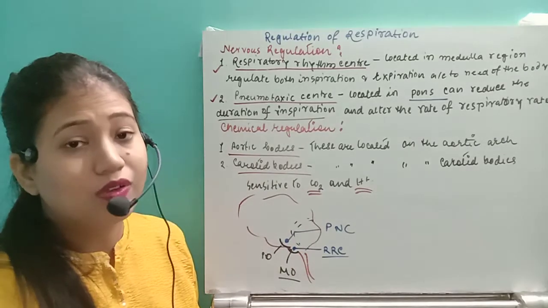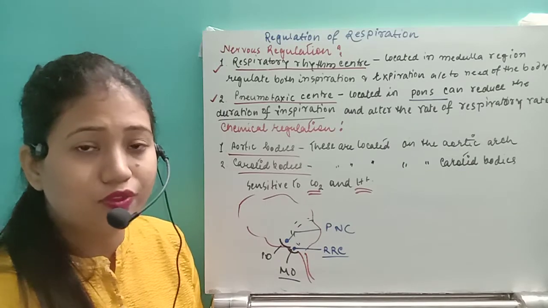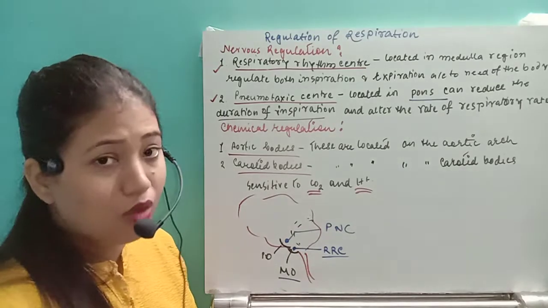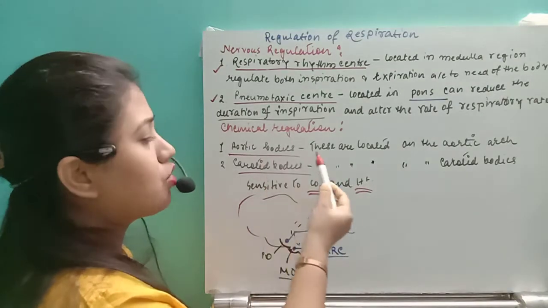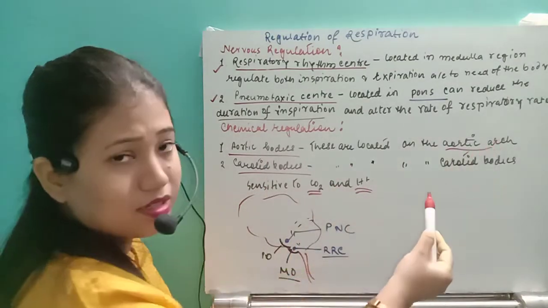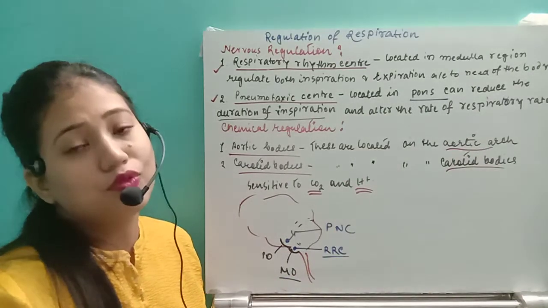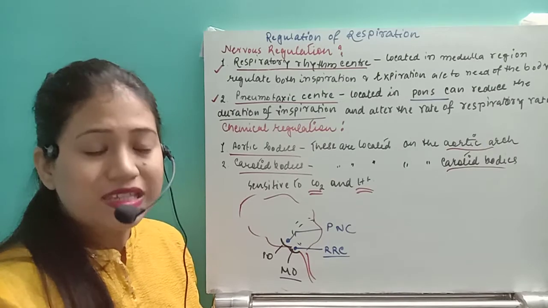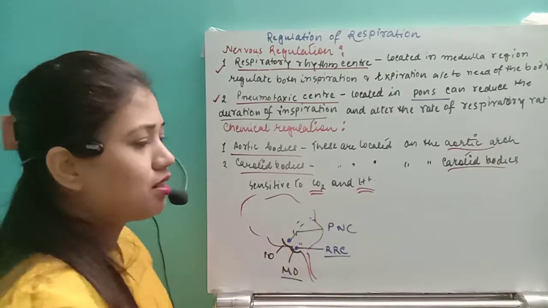What is aorta, what is carotid artery, everything we will see in the next chapter, in the body fluid and circulation chapter. Now you just need to remember that the aortic artery, that is the systemic aorta, and the carotid artery, inside that there are some small sensitive areas which can be sensitive to carbon dioxide and hydrogen ion.